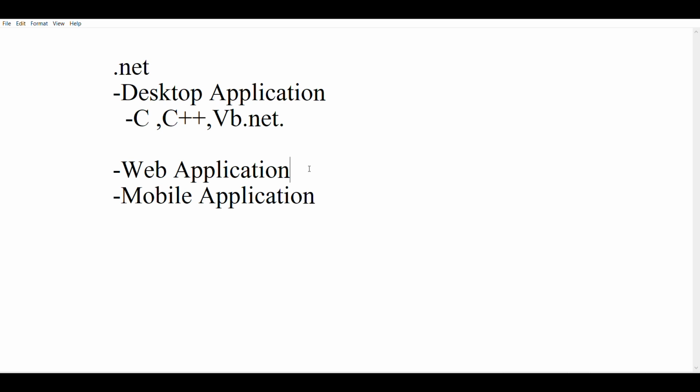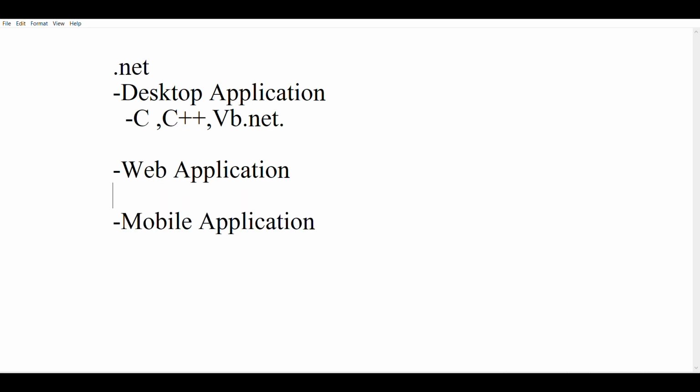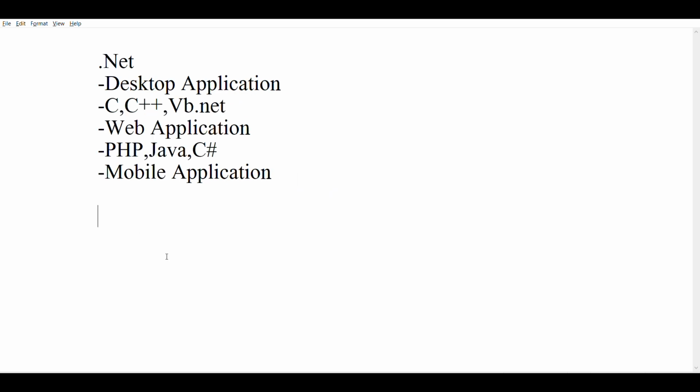We can use different languages to develop web applications, like PHP, Java, C Sharp, Node. Using these technologies, we can develop web applications. The mobile application was introduced in the market after Java. And now I will give a brief discussion about .NET Framework history.